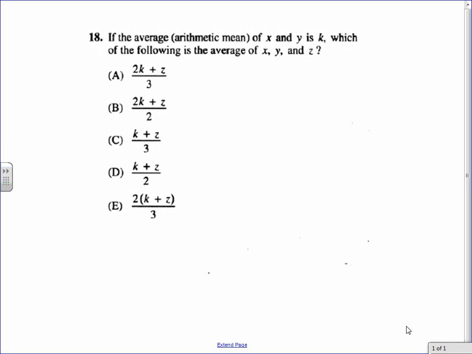Okay, so this is question 18 in test 5, section 2 of the official SAT study guide. This problem is on page 642, and this is an average question.